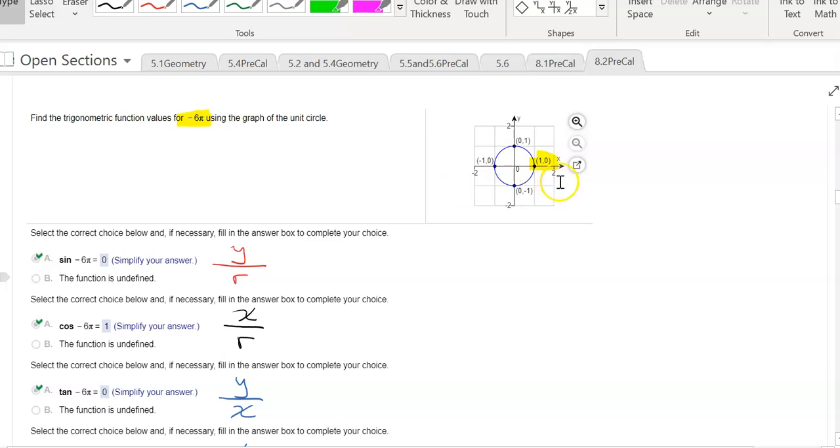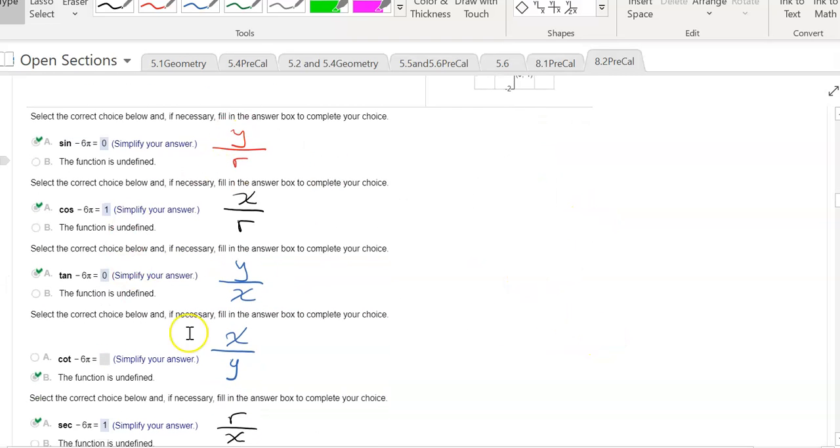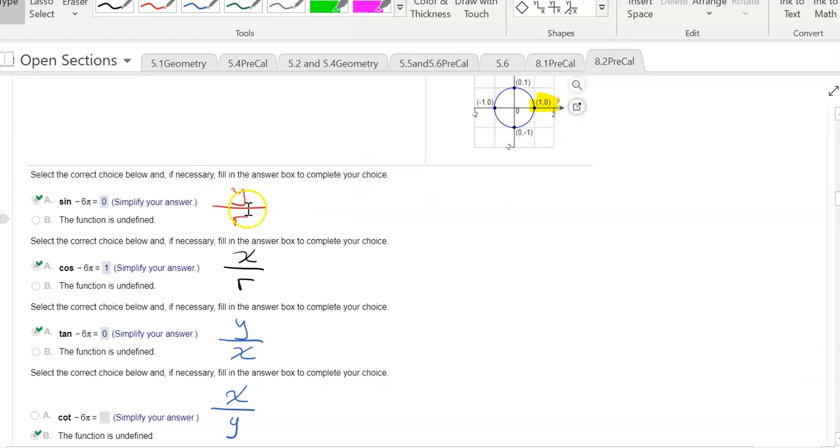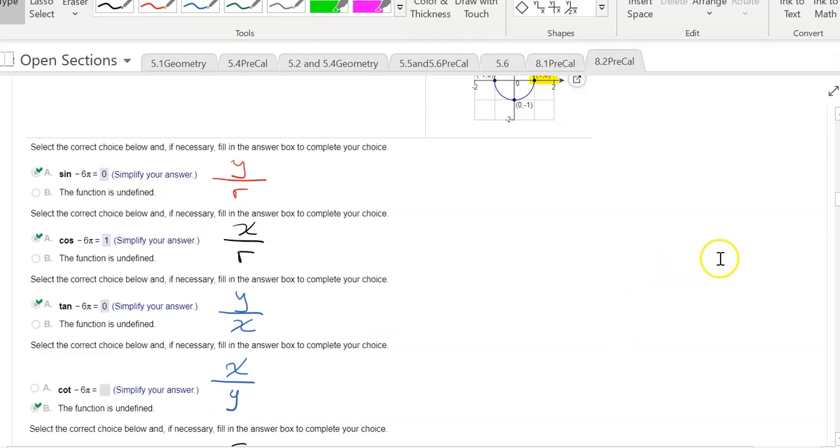And then negative 6 pi, so we're traveling in this negative direction, so negative 2 pi, negative 4 pi, negative 6 pi, so we're dealing with that location. So we're dealing with my x value of 1, y value of 0, and then we just follow with those same ratios. So we're simply replacing my y value of 0, our radius is 1, 0 divided by 1 is 0, and so forth.